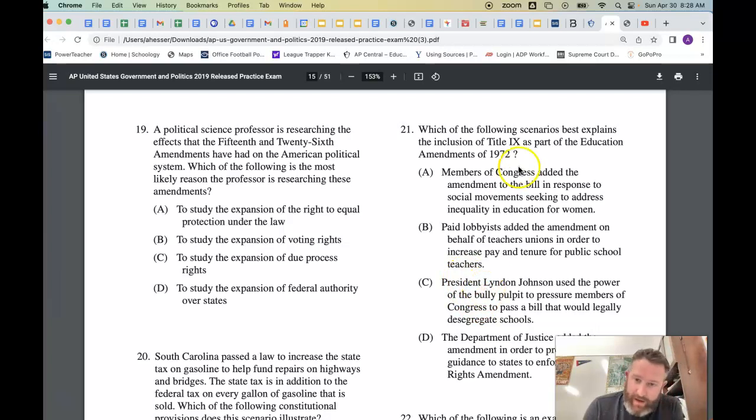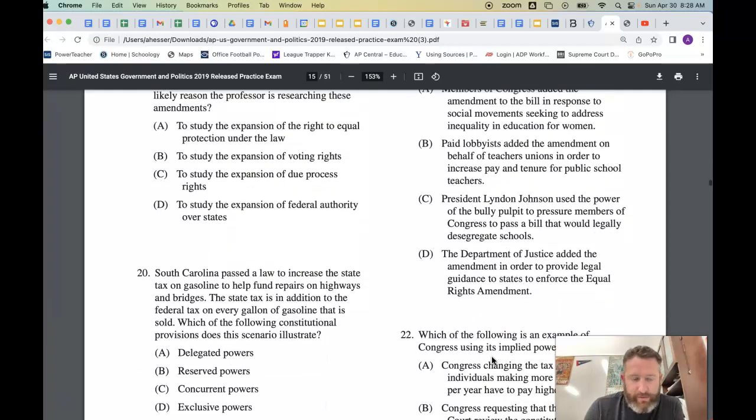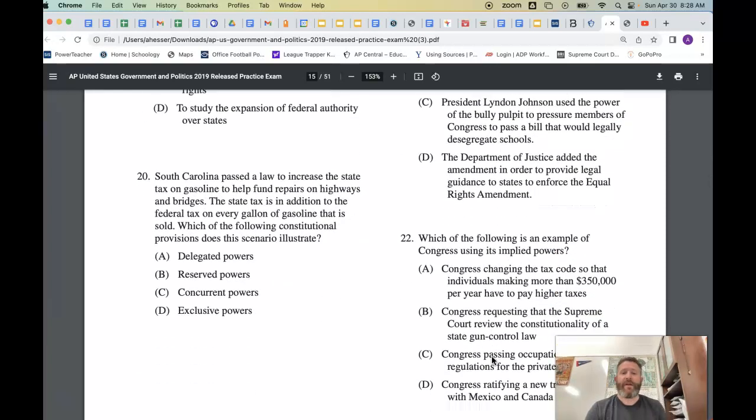But we have A, members of Congress added the amendment to the bill in response to social movements seeking to address inequality in education for women. The only one that mentions women is A, so don't overthink it. You just have to know what Title IX is.